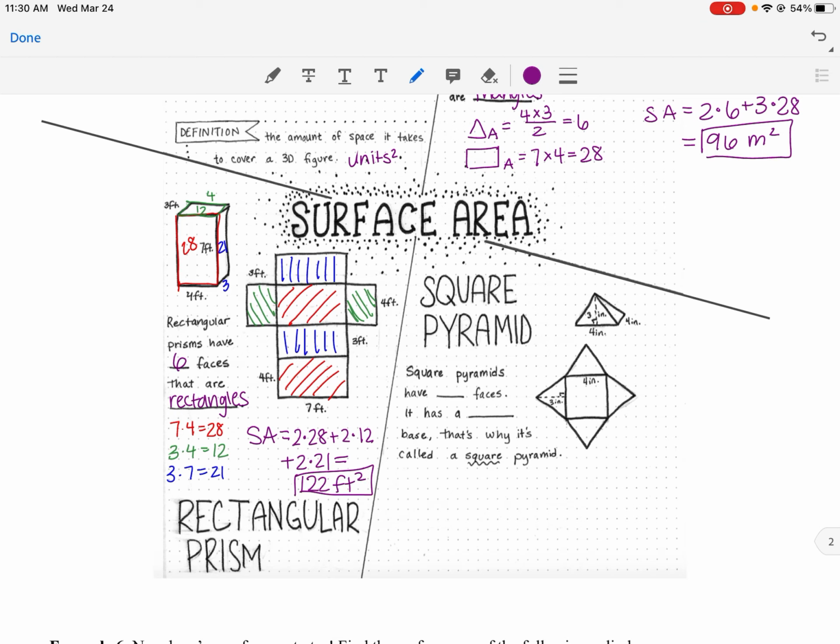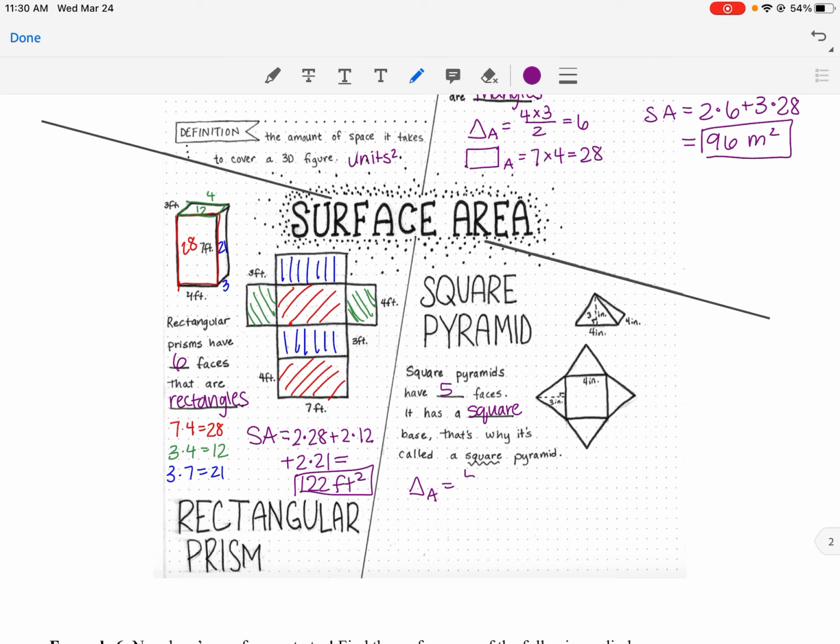Okay, the next one is a square pyramid. We call it a square pyramid because the base is a square, but then we've got the pyramid coming up. So it has 5 faces. It has a square base, that's why we call it a square pyramid, but then we also have 4 congruent triangles.